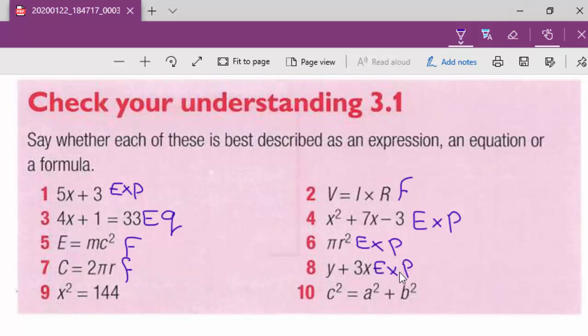Expression, equation, formula. Pythagoras.